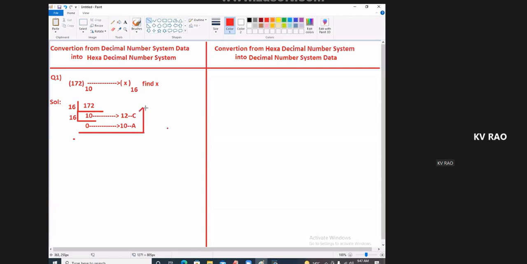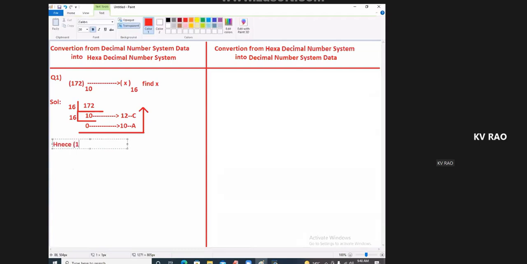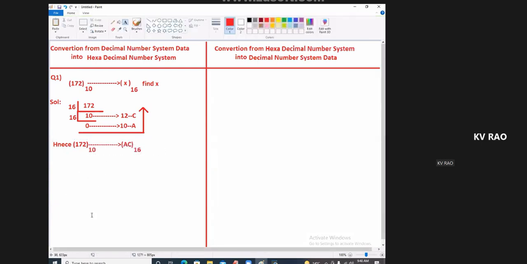Coming to this point, here it is like this. I'm giving the clarity here. Hence 172 is getting converted into AC. This is a 10, and this is 16. Fine, students. Right? Vaishnavi, simple here.